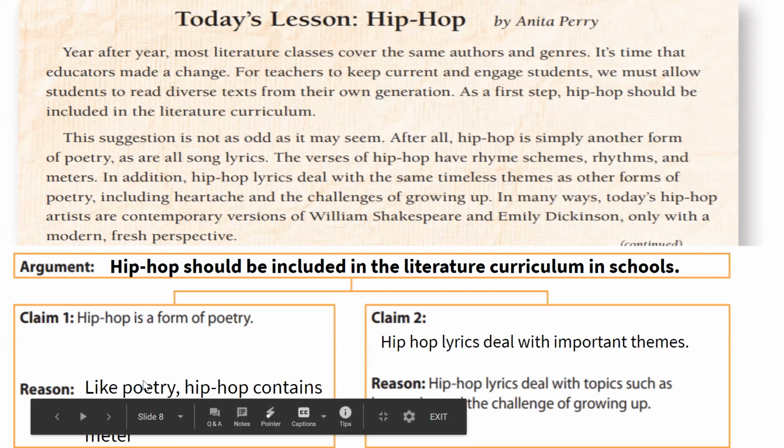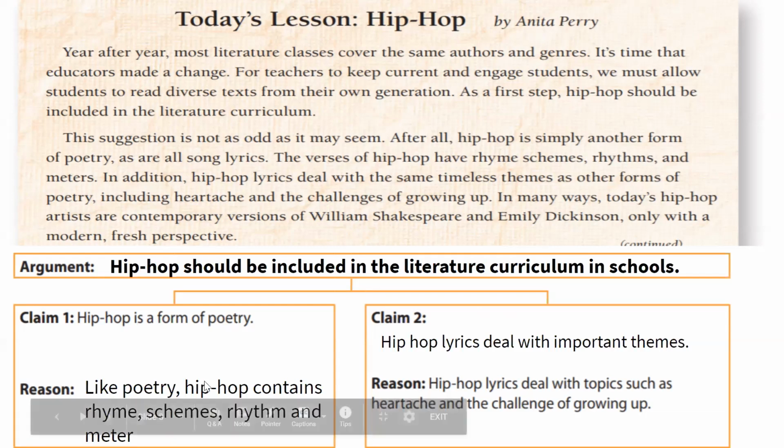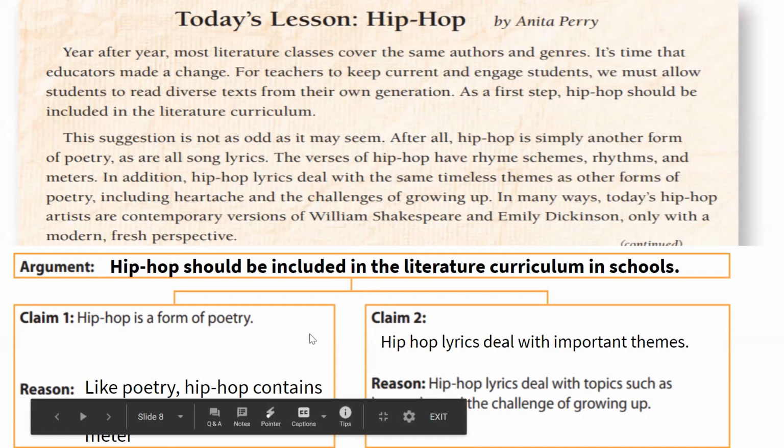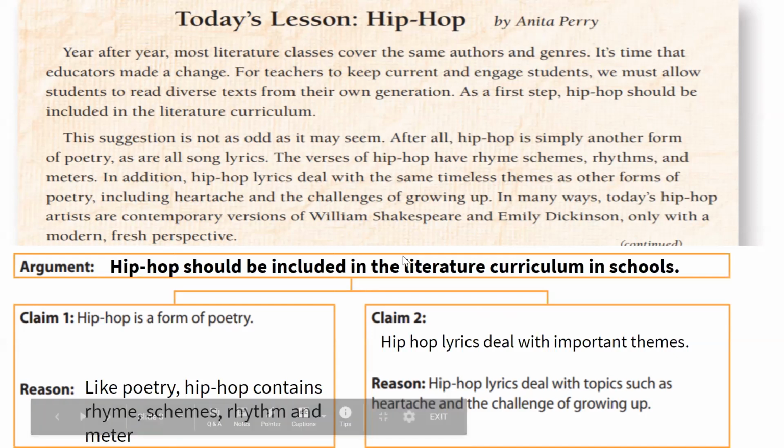like poetry, hip hop contains meter, rhyme, and lyrics, okay? Her second claim is that hip hop lyrics deal with important themes. And her reason is that hip hop lyrics deal with topics such as heartache and the challenge of growing up. So her reason behind that is saying that students will be able to connect more with hip hop lyrics than traditional poetry because they'll be able to make those connections about heartache and some challenges about growing up.